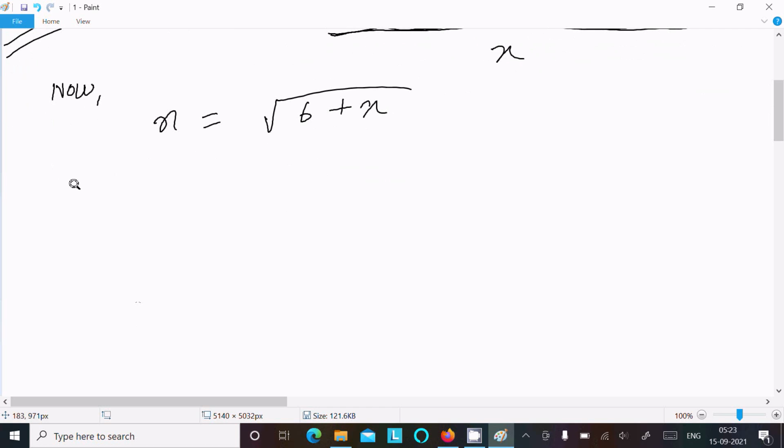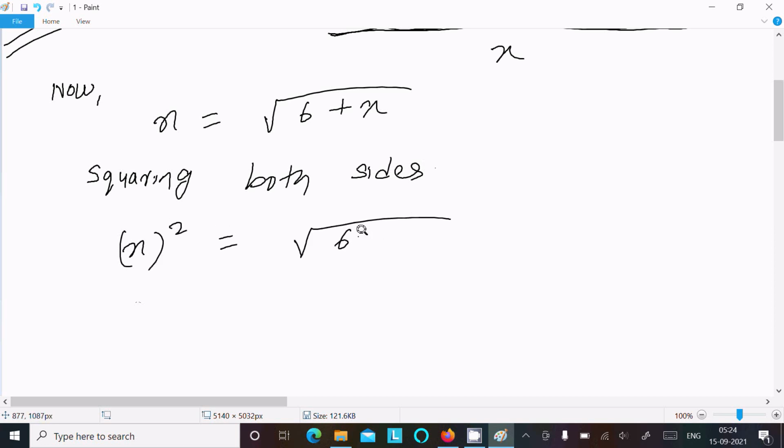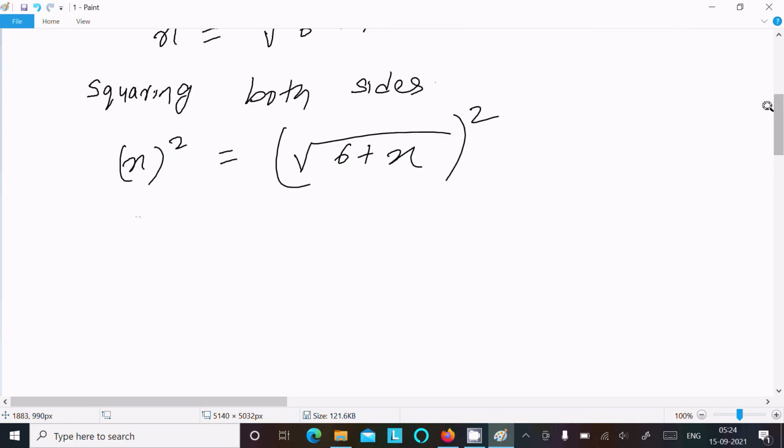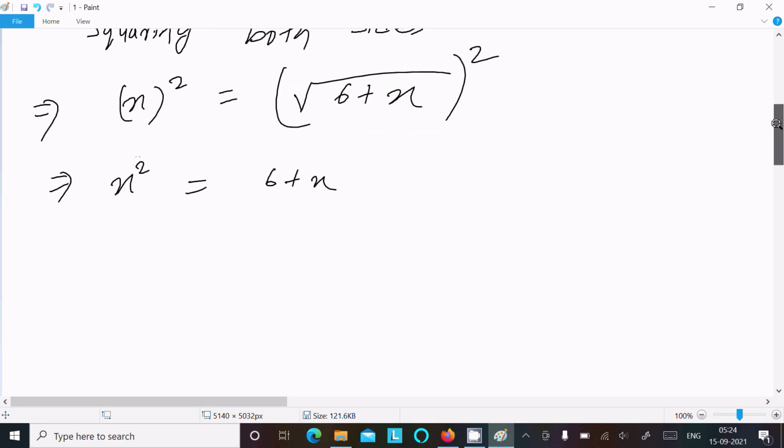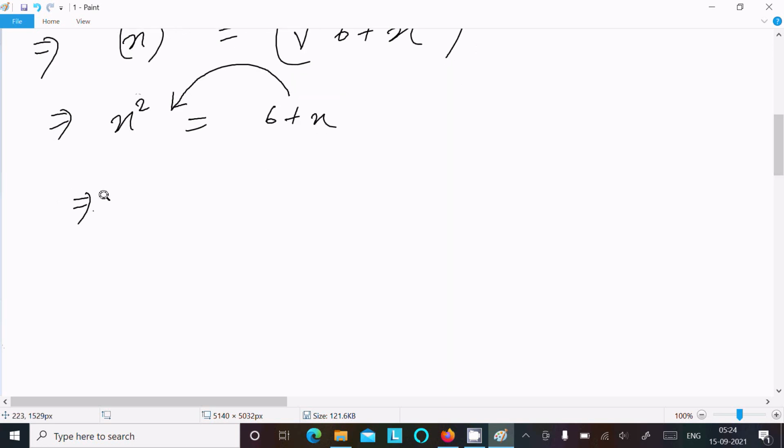So for that, we square both sides. Here x square, and here (6 plus x) whole square. After that, this is now x square, and this is 6 plus x. Next, I'm going to move all of this to the left. So writing here x square minus x minus 6.